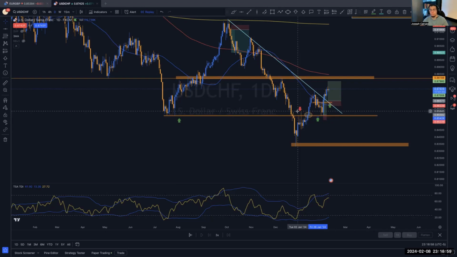Now this is what a flip zone is. So you have a support. That support breaks. It tries to hold as resistance, not once, but twice. And then on the third touch, it ends up breaking. So now you broke. This is also recognized as your BOS, your break of structure.